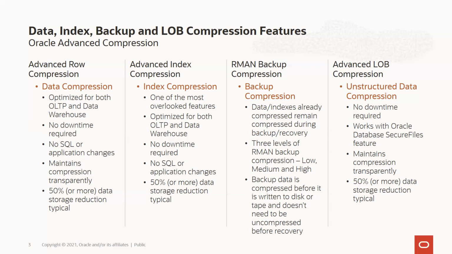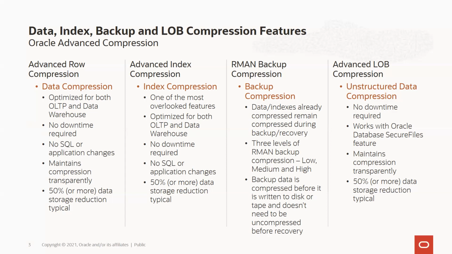The big four, I call them, are Advanced Row Compression, which is the data compression component of Advanced Compression. It's about a 50% reduction in storage footprint and works with both OLTP and data warehouse. Advanced Index Compression is probably one of the most overlooked features of Advanced Compression. I can't tell you the number of times we'll talk to a customer and they'll be using the data compression, but not the index compression. It's really worth taking a look at if you're looking to optimize your storage savings. I highly recommend looking at Advanced Index Compression. Again, about a 50% storage reduction, and it works with both OLTP and data warehouses.